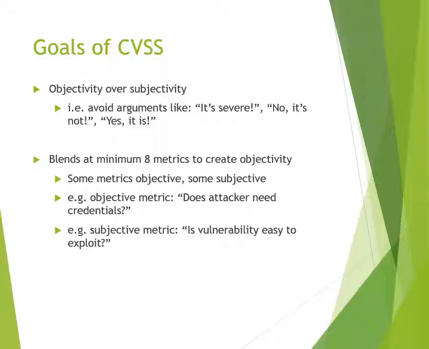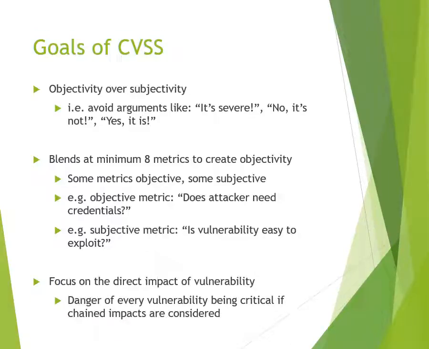Now, some metrics are themselves objective, and some metrics are subjective. An objective metric is, does the attacker need credentials? They either do or they don't. More subjective is, is the vulnerability easy to exploit? Well, you may get different answers from different people for that question. But the blend of at least these 8 metrics, even if some of them are subjective, creates a much greater sense of objectivity than alternatives that we've seen in the past.